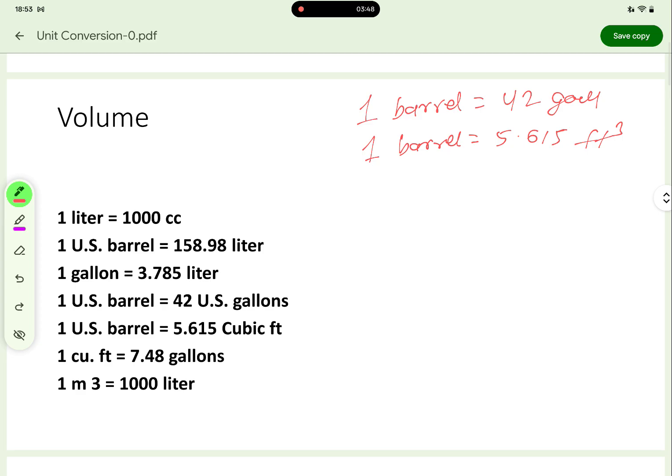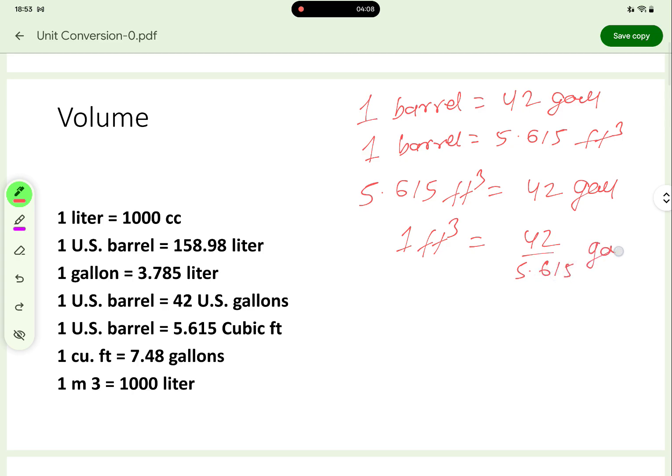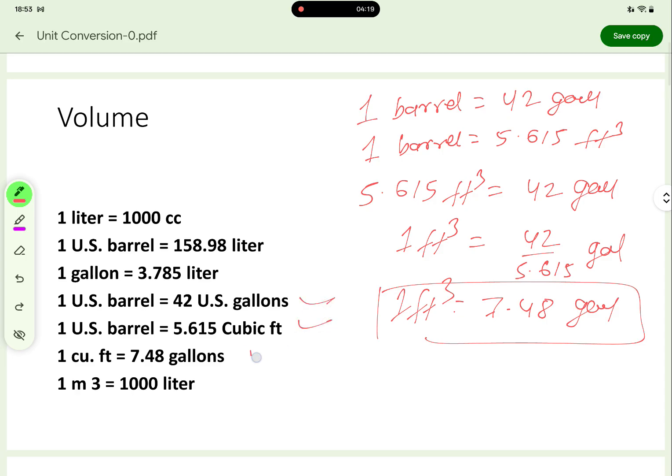but there is no direct relationship between gallon and feet cube. But we can equate this: 5.615 feet cube is equal to 42 gallon. We can easily write for 1 feet cube is equal to 42 divided by 5.615 gallon. So you will get some value, and that value will be, I think, 7.48 gallon. So these units are very important to know in volume conversion.